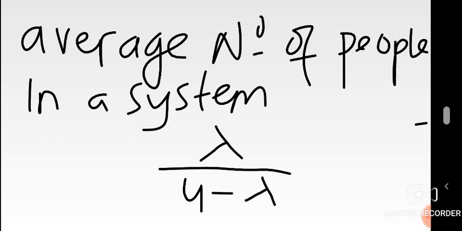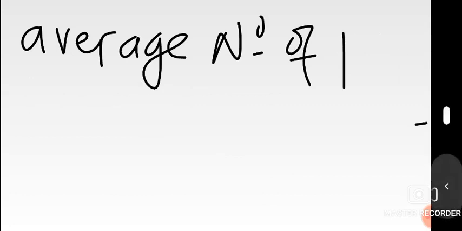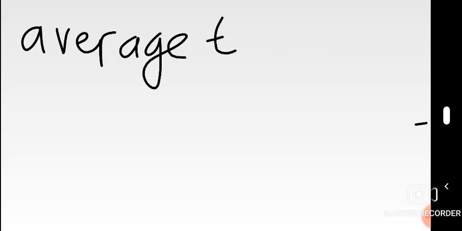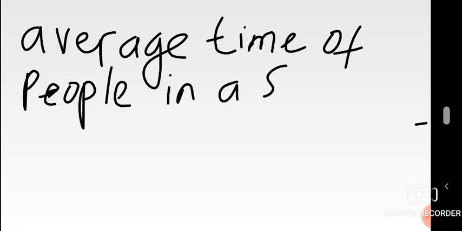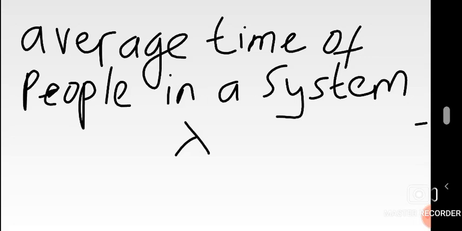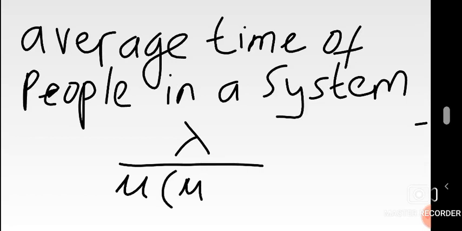Then they might ask you for the average time of people in the system. That could be another way they would phrase it. The average time, or the time that people are spending in a system. So when you're asked this, the formula is very similar to the one we recently wrote. It's lambda over mu, open brackets, again mu minus lambda.